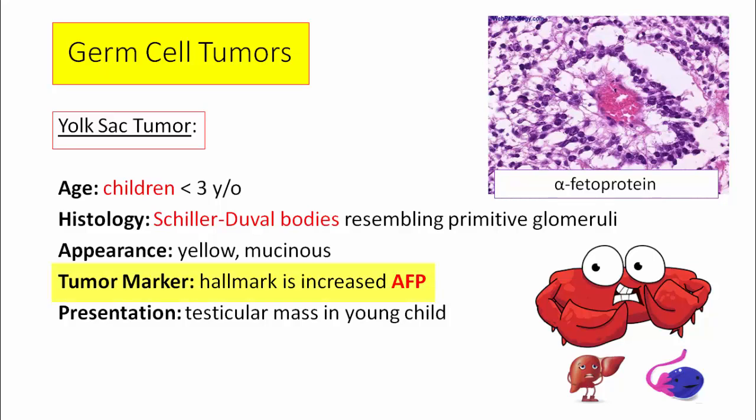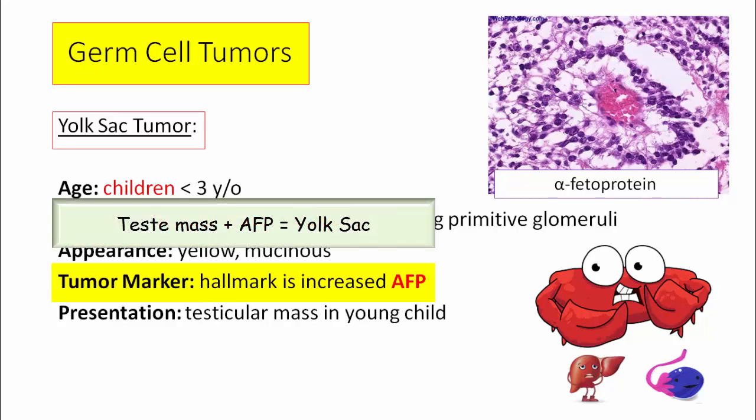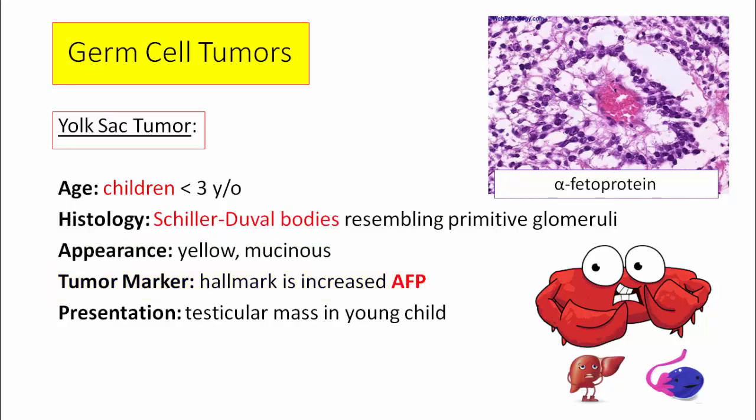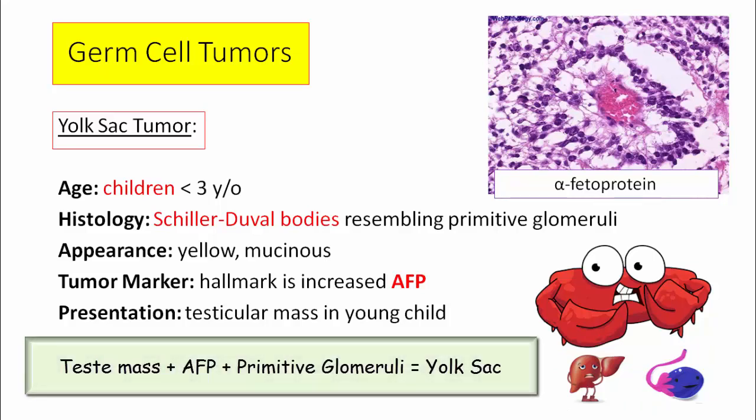These tumors characteristically have an increased AFP, or alpha-fetoprotein. While many of these testicular tumors don't have a specific tumor marker, this is a high-yield association you must know. Do you remember what other tumor will classically present with an increased AFP? That's right, hepatocellular carcinoma, or HCC. So to summarize, if we have an infant with a testicular mass, plus an elevated AFP, plus Schiller-Duval bodies, you must be thinking about a yolk sac tumor.